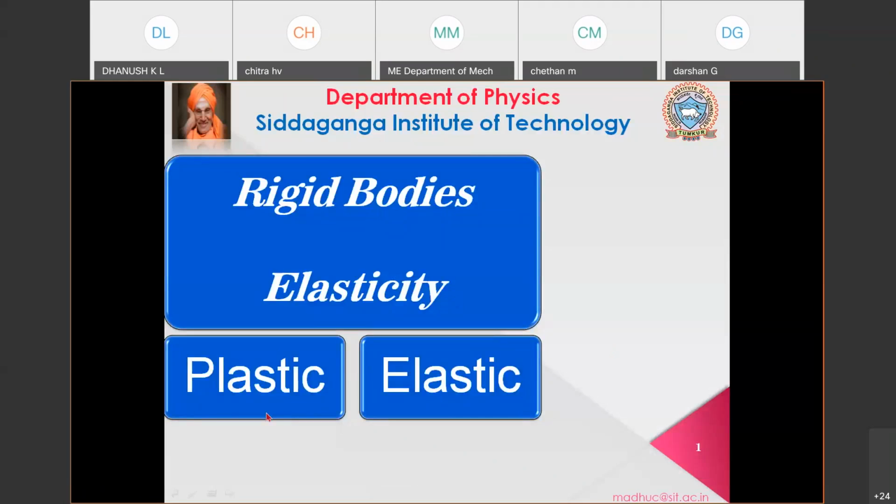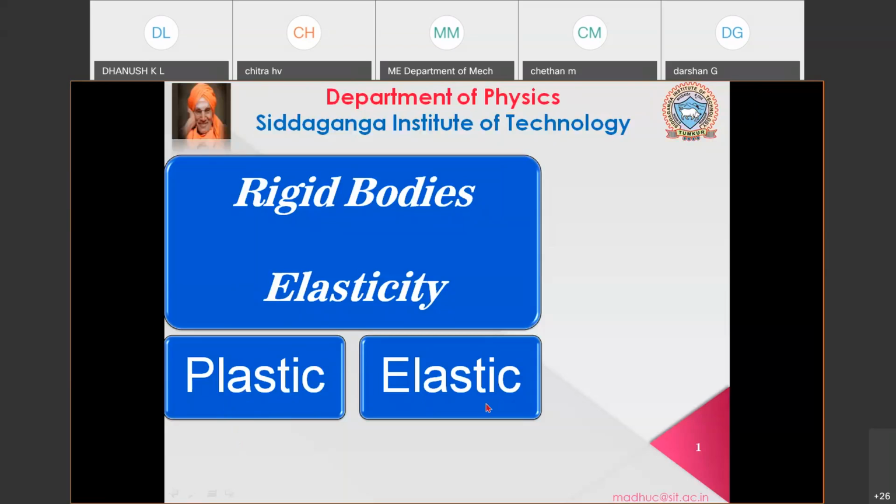It can be any kind of force. It can be mechanical force. It can be pressure. You can even apply pressure and all those things. So any force is a deforming force. What happens in the case of plastic materials is that when you apply a deforming force, the material will not regain its original form or original shape. That is the plastic nature of the material.